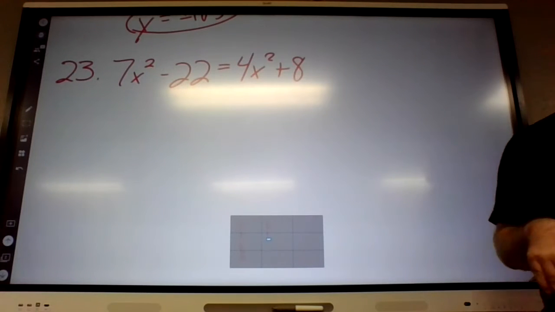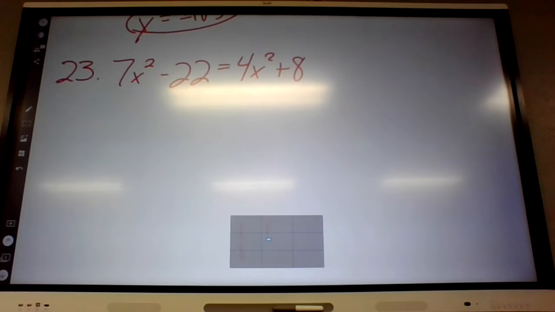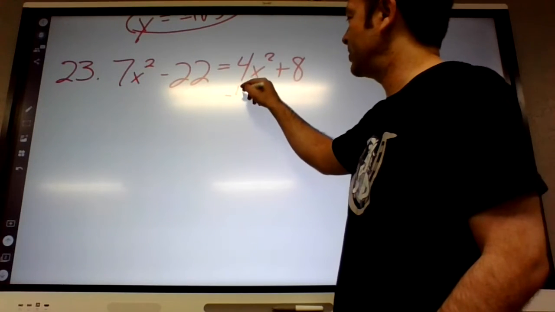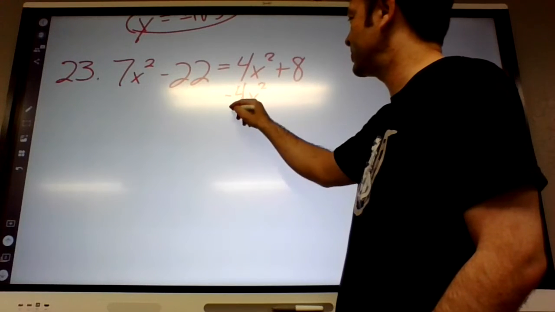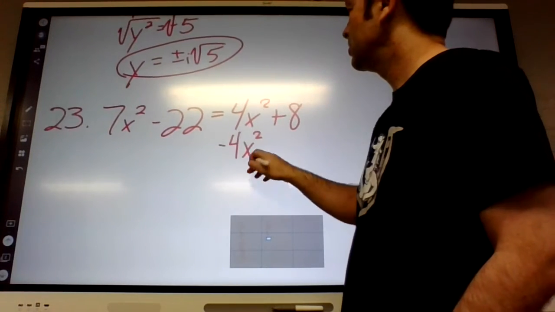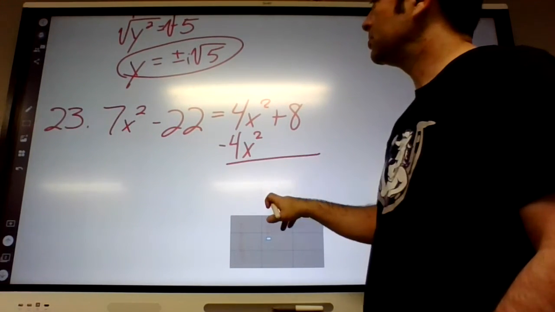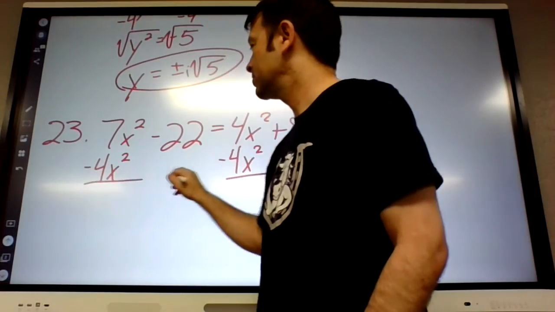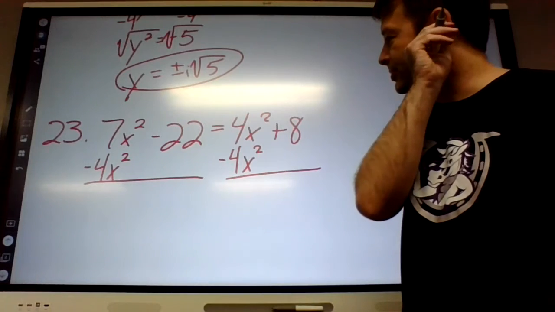Yeah. Okay, this one has x squareds on both sides. What do we normally do when we have x's on both sides of the equation? You subtract. Subtract to get one of those terms off of that side. So I can get rid of the 4x squared on this side if I subtract 4x squared. So minus 4x squared. What's 7x squared minus 4x squared?